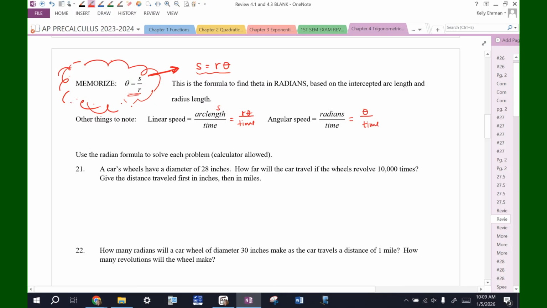All right, so theta has to be in radians. If you're given theta in degrees, you convert it to radians first, and then you carry on. So use the radian formula to solve each problem. You're allowed to use a calculator.